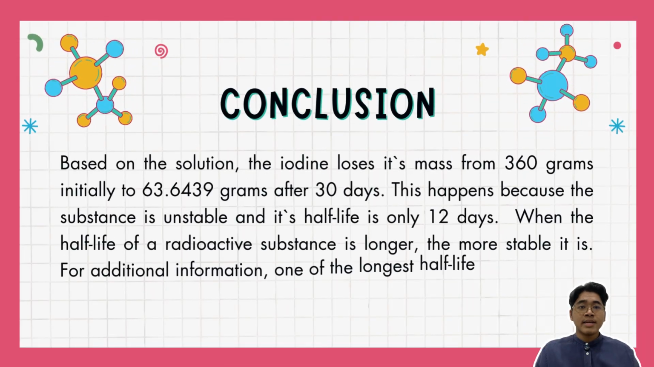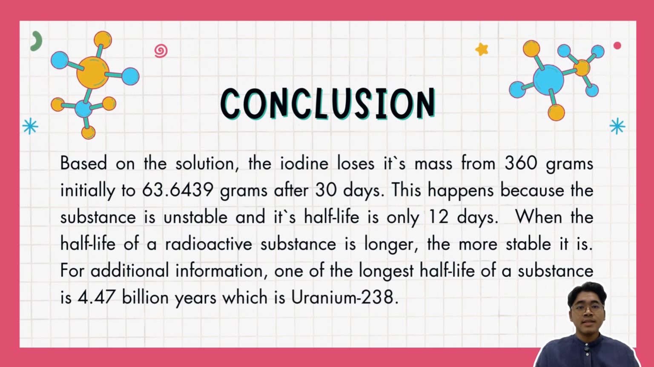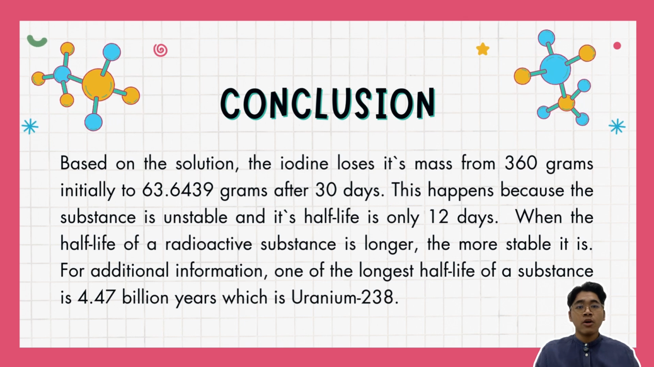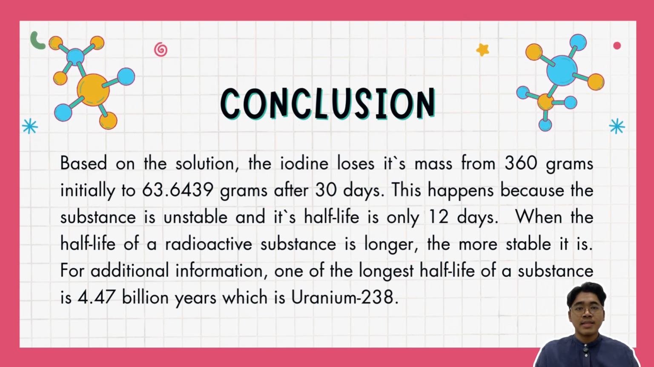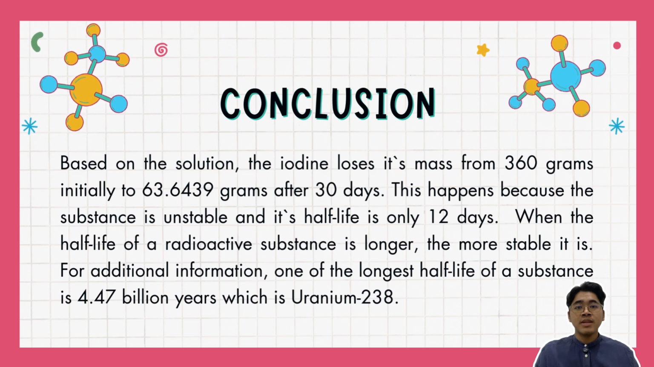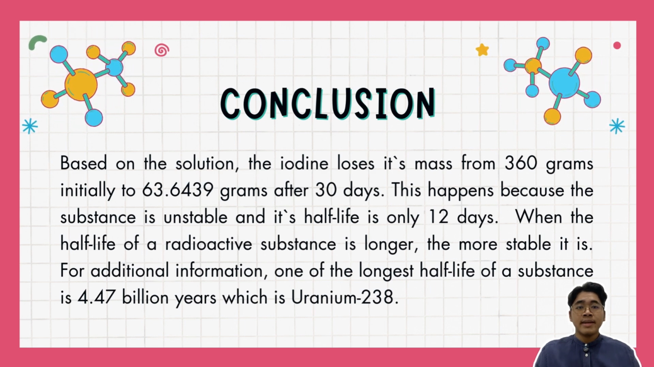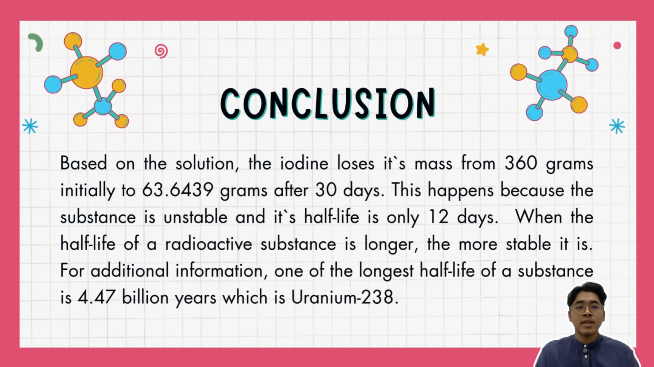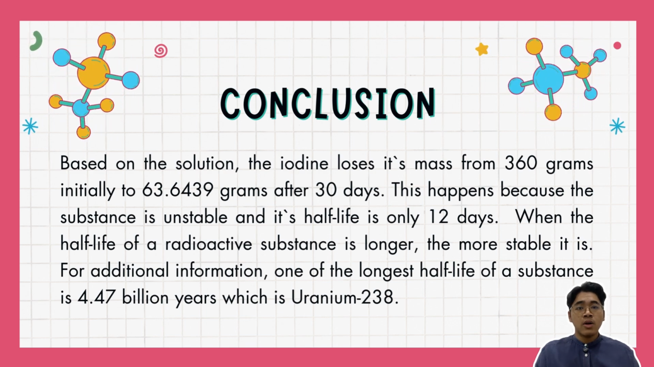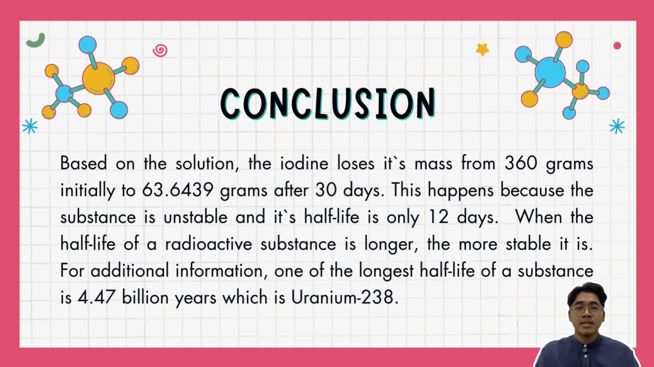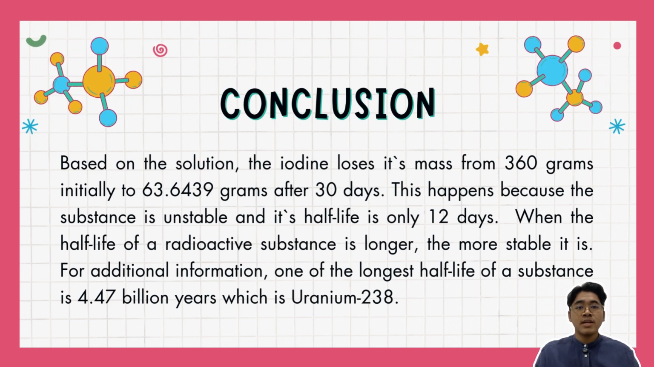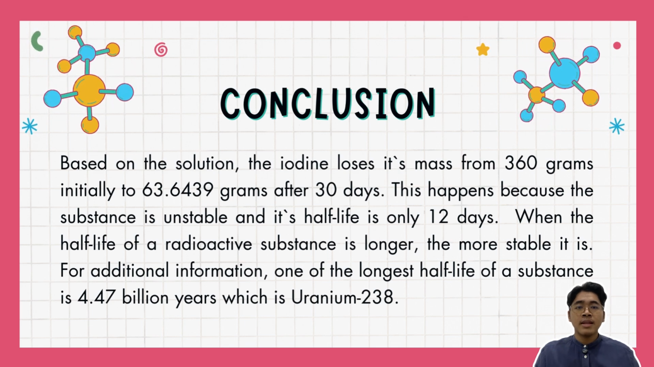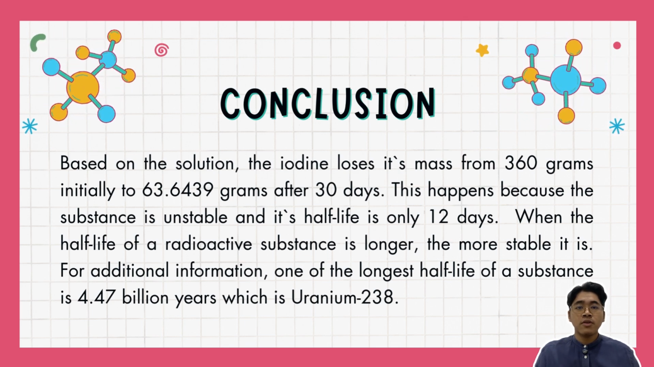To conclude, the reduction in iodine's mass from an initial 360 grams to 63.6439 grams over a period of 30 days occurs due to its instability, which is characterized by a relatively short half-life of only 12 days. This decay process demonstrates the inherent relationship between the half-life of a radioactive substance and its stability. A longer half-life corresponds to greater stability. For instance, uranium-238, which is one of the most stable radioactive substances known, has an extraordinarily long half-life of 4.47 billion years.